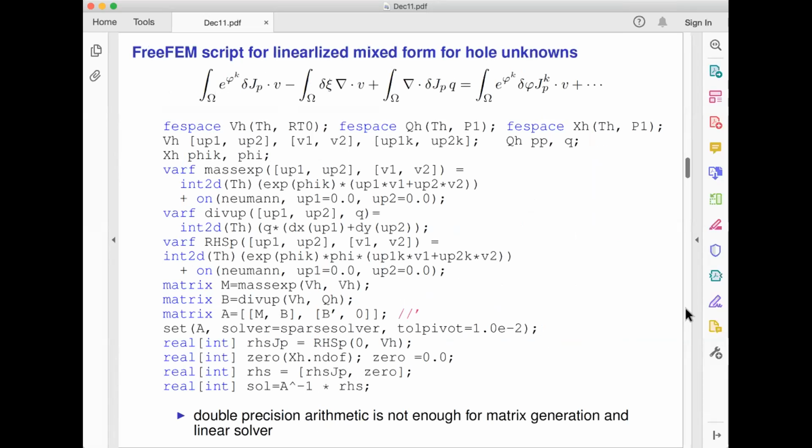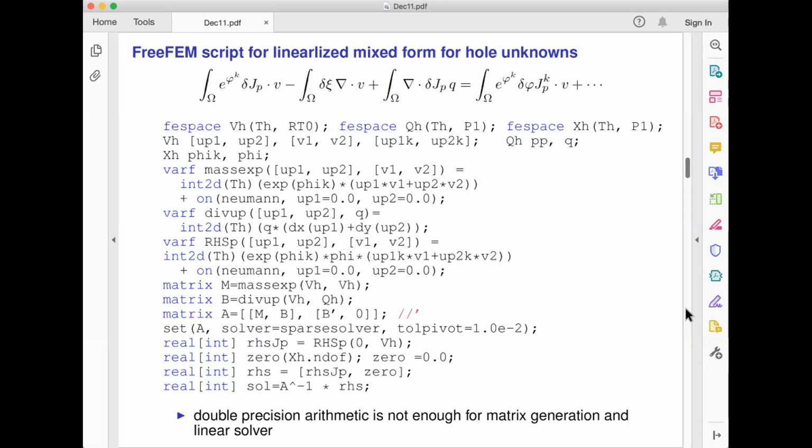And then in the simplest case, we need to solve the linearized mixed formulation for the unknowns of the gradient and then the value itself. It consists of this kind of weak formulation. Phi k is given. So the first term with the exponential is the weight, and then Jp dot V is the L2 inner product of the H div space. Next one is the gradient divergence condition, and then the Lagrangian multiplier.